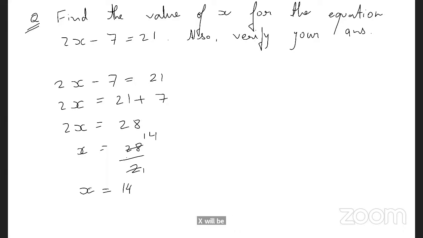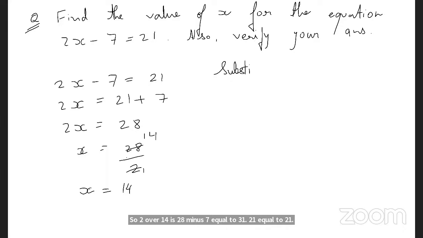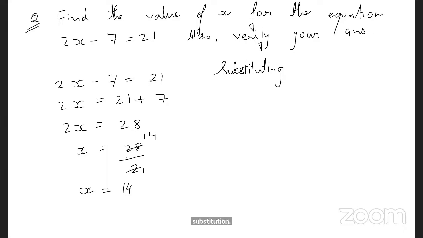Okay, now we have the value of x. So now we will do the substitution. 2 into 14 minus 7 equal to 21. So 2 into 14 is 28, minus 7 equals 21. 21 equals 21. Ma'am, I verified it, ma'am. Yes, Edward, that's right. Let's see how we solve it together. Substitution: substituting the value of x in the equation.